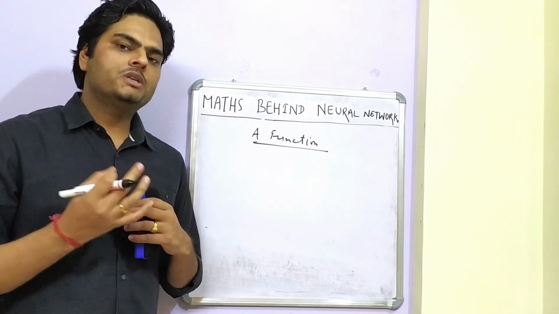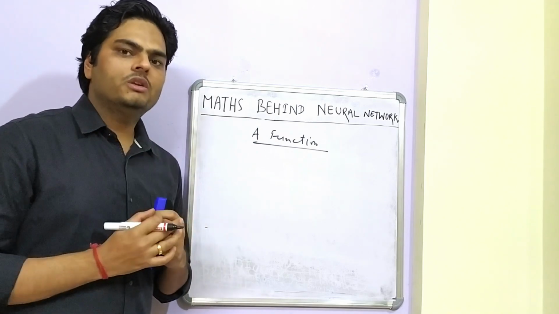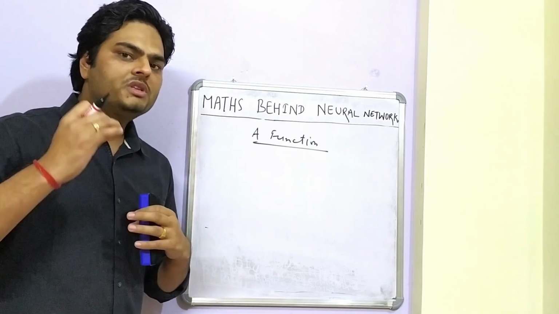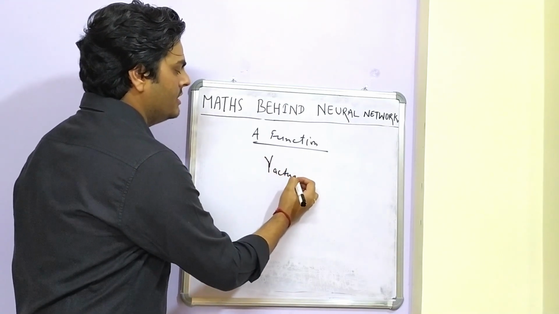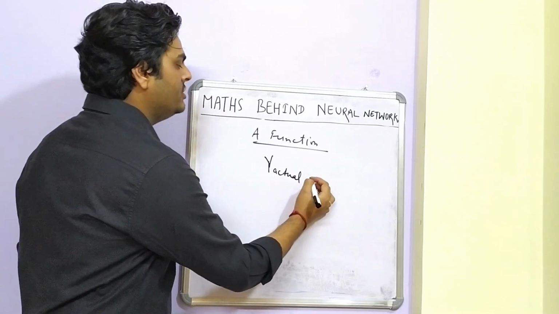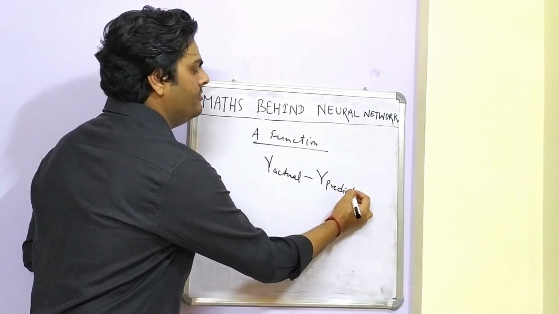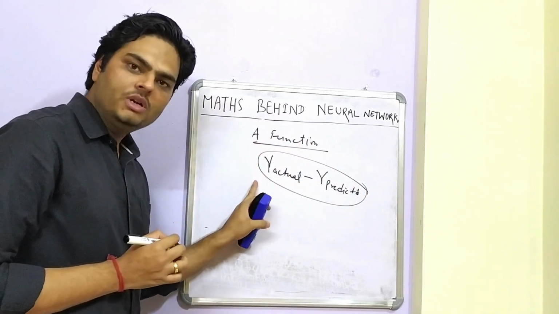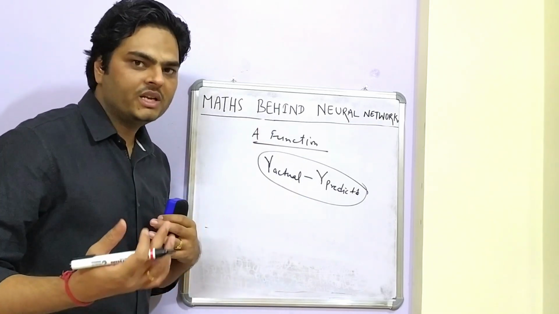Now let us try to understand with the example of linear regression. In linear regression, how do you say your model is good or not good? You see what your actual values are, and you compare these actual values with your predicted values. If this difference is low, then you say that your model is good. If this difference is high, you say your model is not doing well.